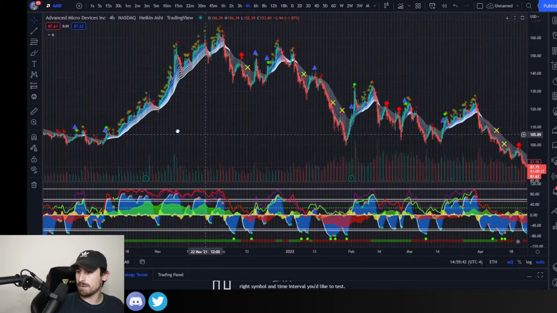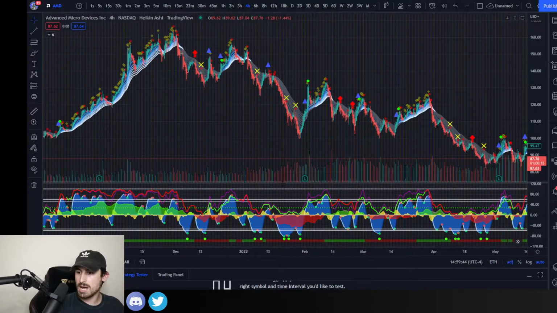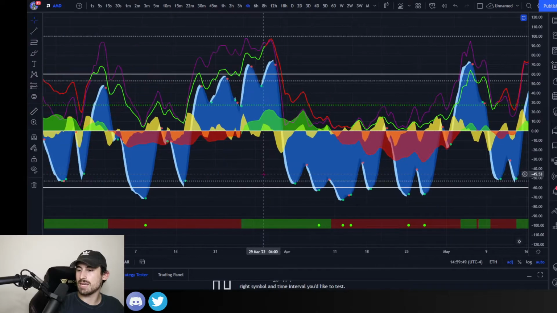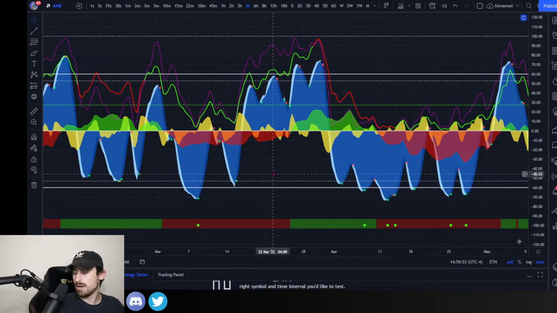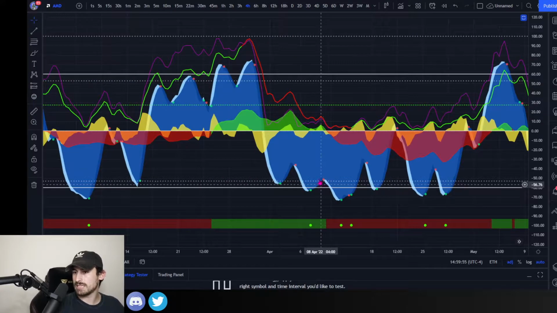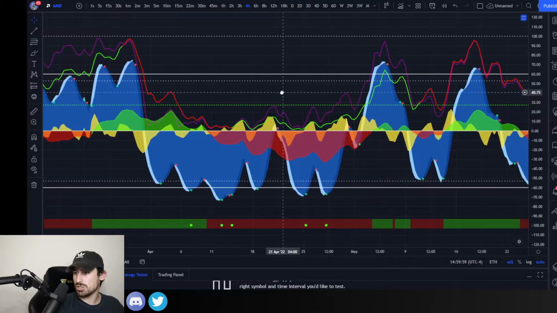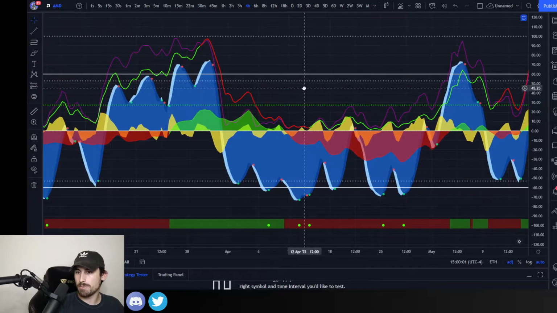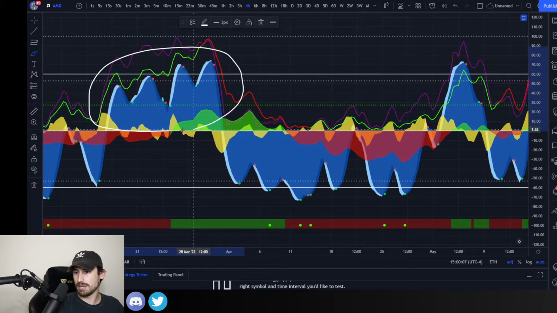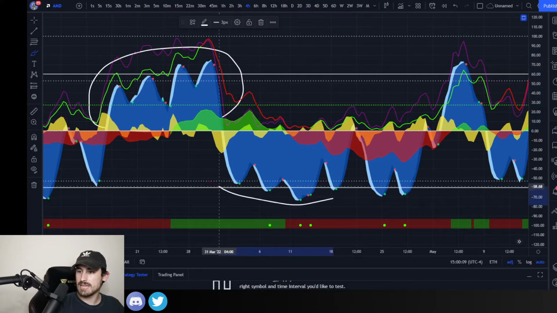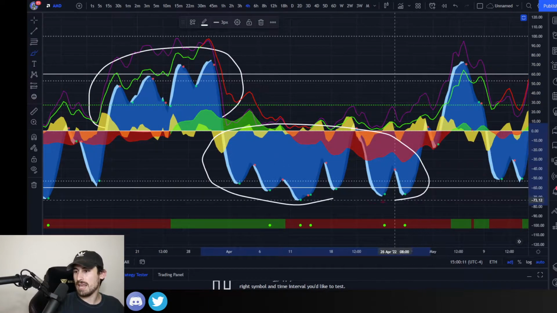Let's talk a little bit about the blue waves here, because I don't think I touched too much on them. I told you how they're related to the yellow, where if the yellow crosses over, it gets a blue dot. But I didn't really tell you what exactly they are. So they're momentum waves, right? It basically shows where the momentum is. So if the momentum is on the upside, it's going to be above the 0 point, like right here. If the momentum is on the downside, right here, right?